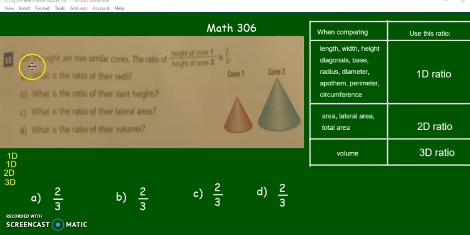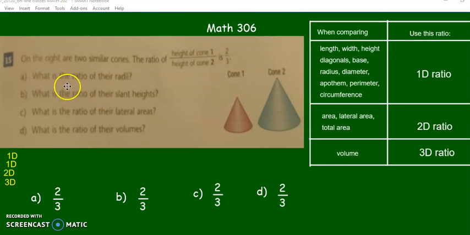Now this question says here, on the right, the two cones are similar. The ratio of height is 2 to 3. Now 1 is smaller than 2, so 2 over 3, the fraction is less than 1. So this is a 1D ratio because I'm comparing heights. Height is a 1D measurement. You measure the height using centimeters or meters or millimeters, etc. So this is the 1D ratio.